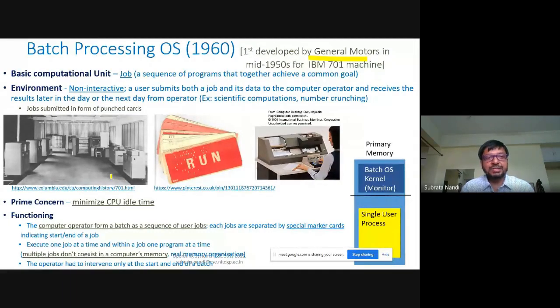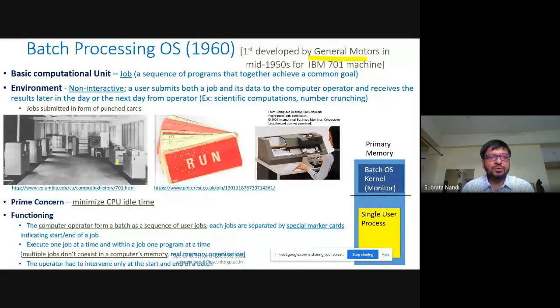And even in those days there was no concept of direct interaction with the system. So if I am a computer programmer, a scientist or a mathematician in those days, and I would like to run some program, I cannot directly sit at a terminal and type on the keyboard. There was no concept of a keyboard terminal accessible by the end users.